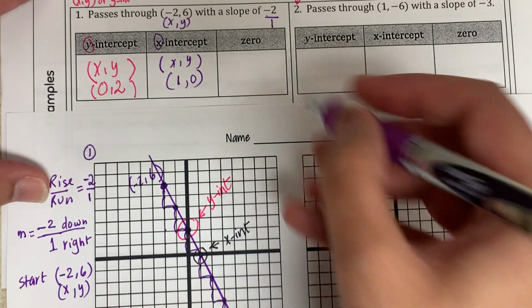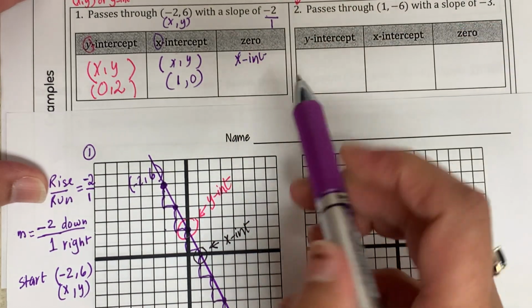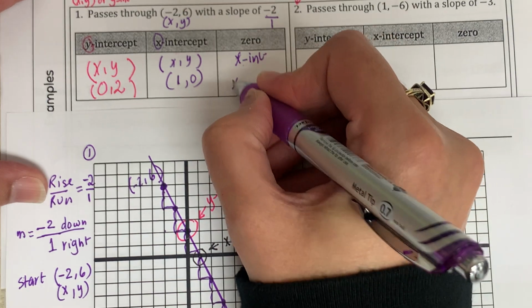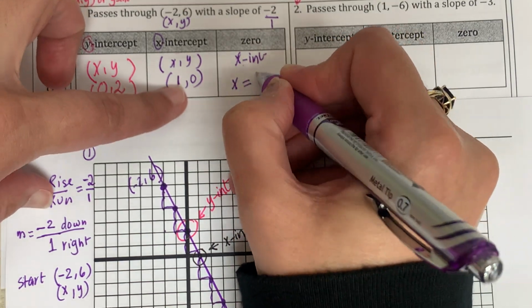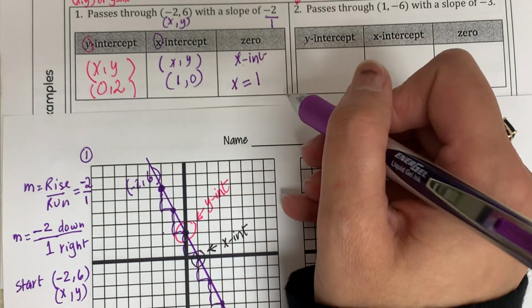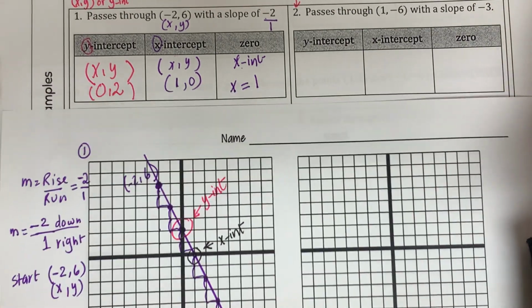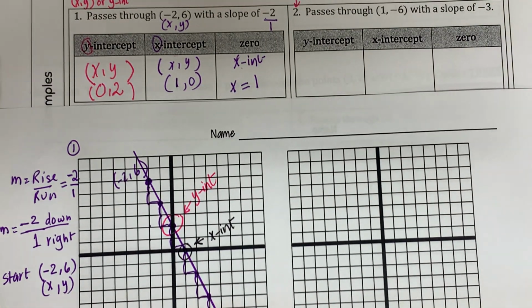Zero of a function is the other name for x-intercept. Write down x-intercept so you don't forget. Zero is the x-intercept, and it is x equals 1. And that's exactly how you are going to write every time you are doing the question on this paper or any other paper. All right, number 1 is done.